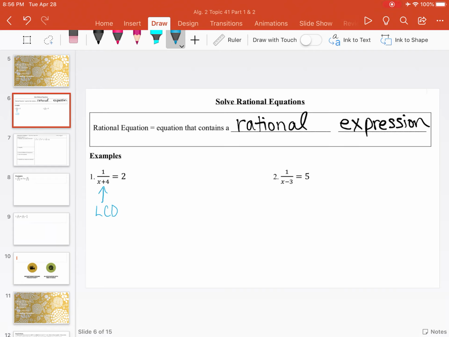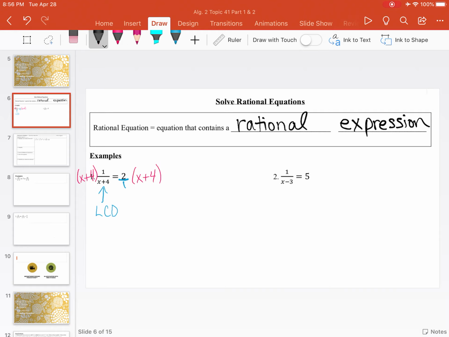Because this is really 2 over 1, we don't need to take into account the 1, because 1 is humble, it's always there. But we do want to acknowledge the x plus 4. Since that is my least common denominator, I'm going to multiply both sides by x plus 4. And that's what we would be doing if we were cross multiplying. This is the math behind it. It's just sometimes people don't always write it.